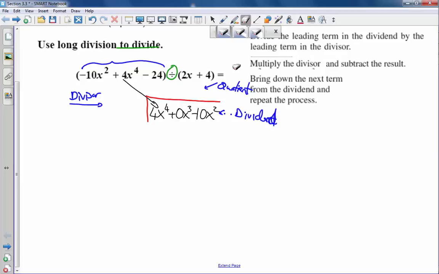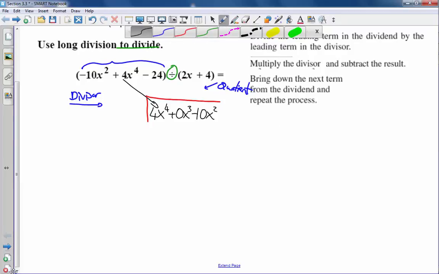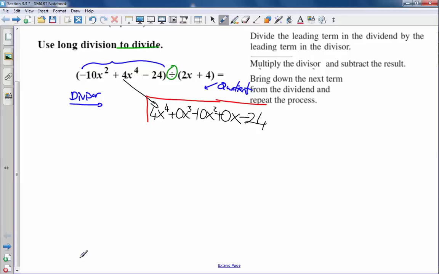Alright, looks like I need more room. And what else? Minus 24? 0x. Yeah. Before the constant, you need to drop to the first power, x to the first, but I don't have any x term, so it's 0x. And then 24. It turned out longer than it looks, right? Are we good so far? So you not only move it, you also fix it on the way.